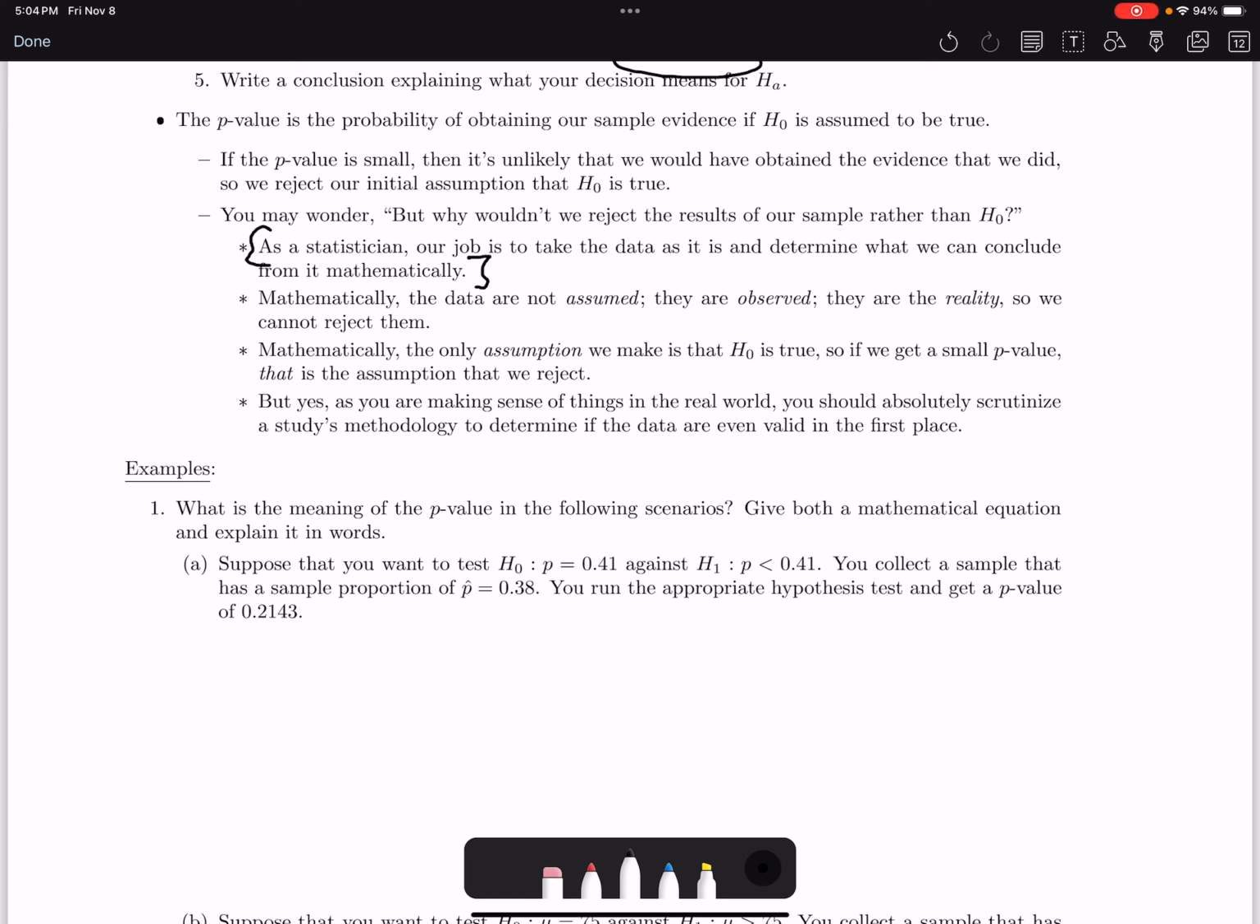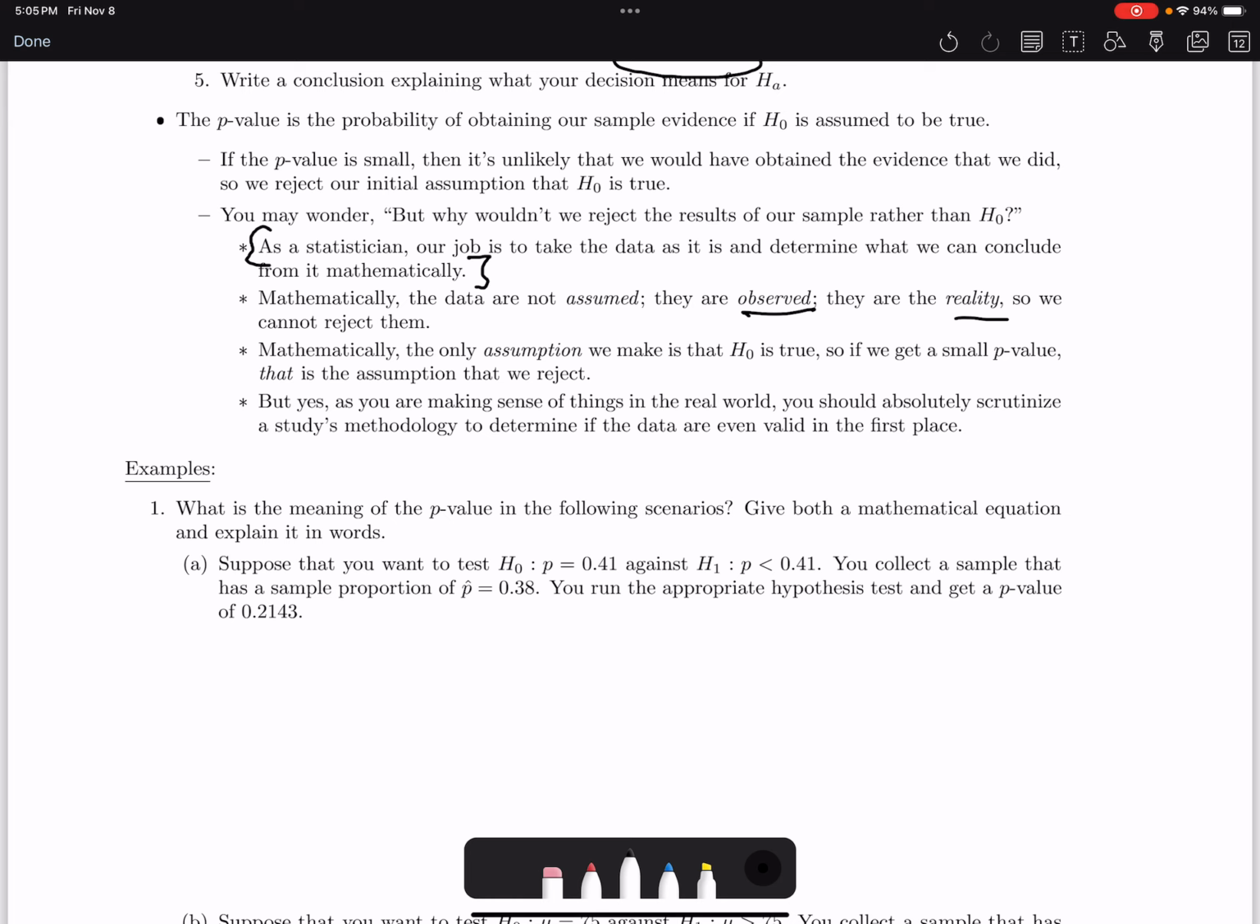from it mathematically. And when we go to compute the p-value, mathematically what's happening is that we're not assuming anything about the data, right? The data are not assumed, they're observed. They are the reality. And so we can't reject those, okay? Mathematically speaking, the only assumption we make is that the null hypothesis is true. Okay, and so if we get a small p-value, that's the assumption that we have to reject, right? We have to reject the assumption that the null hypothesis is true.